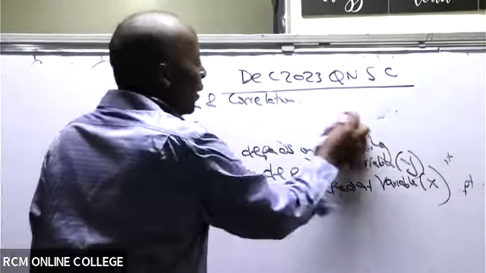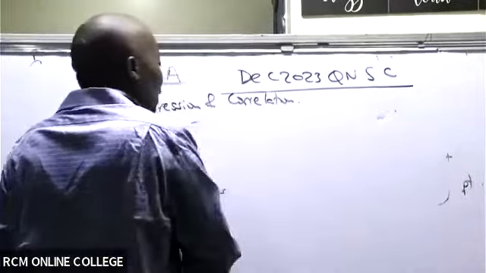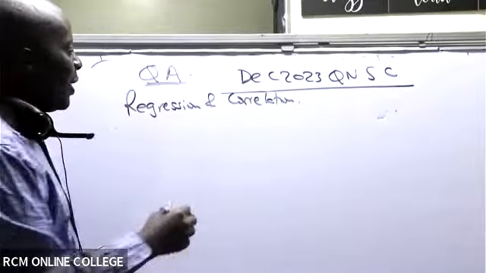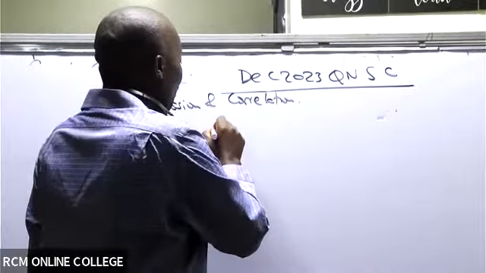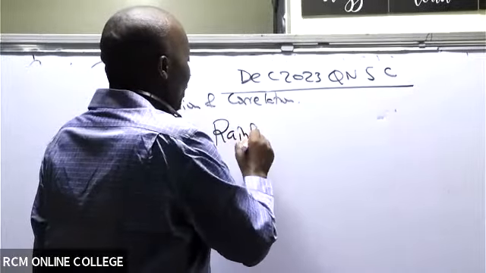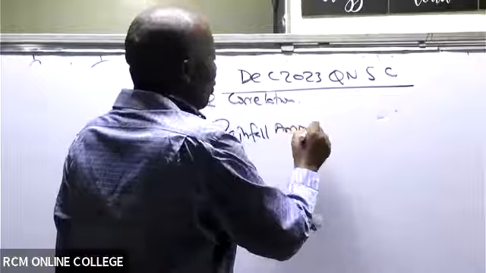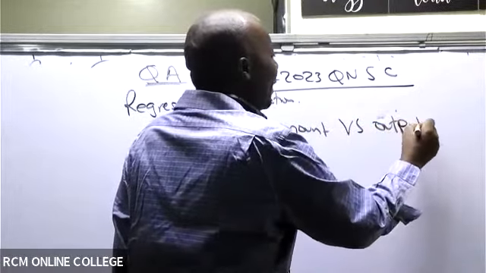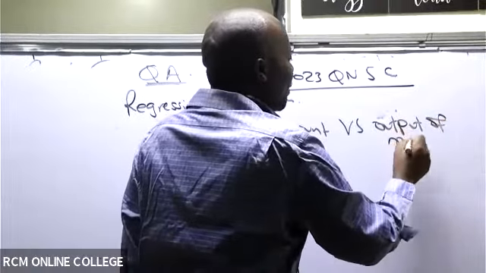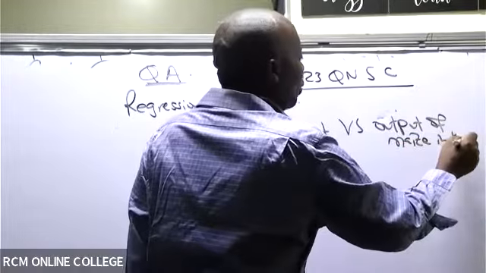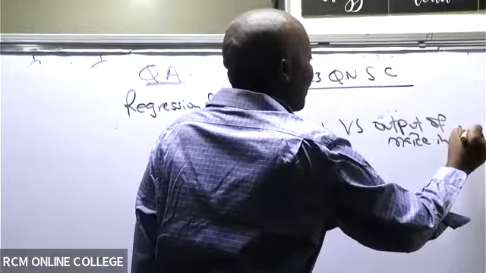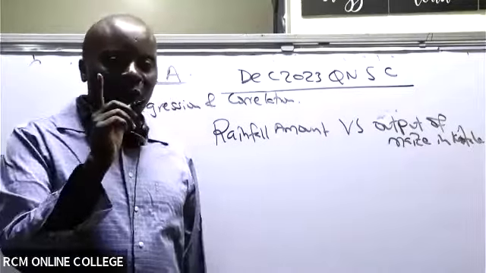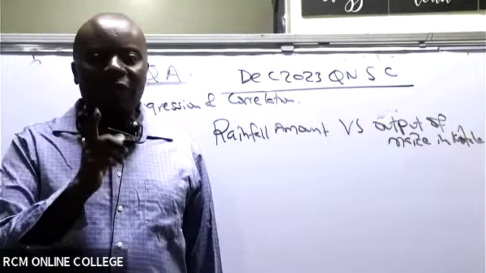How about this one? This one, I'm 100% sure you guys will be able to get this right very well. If, for example, you are given rainfall amount versus output of maize in Kitale. In this case, I think rainfall amount should be Y. Rainfall amount will be Y.